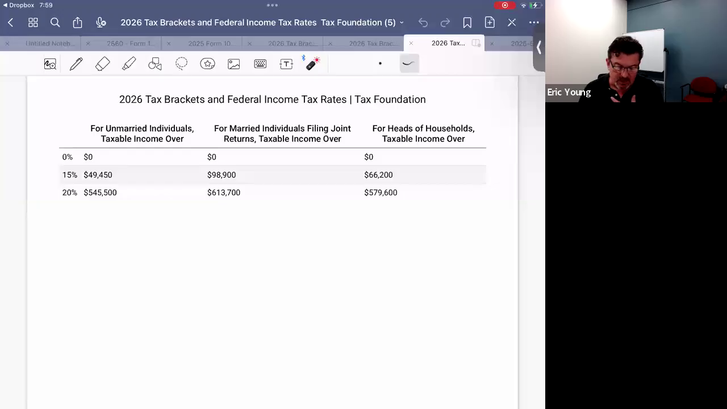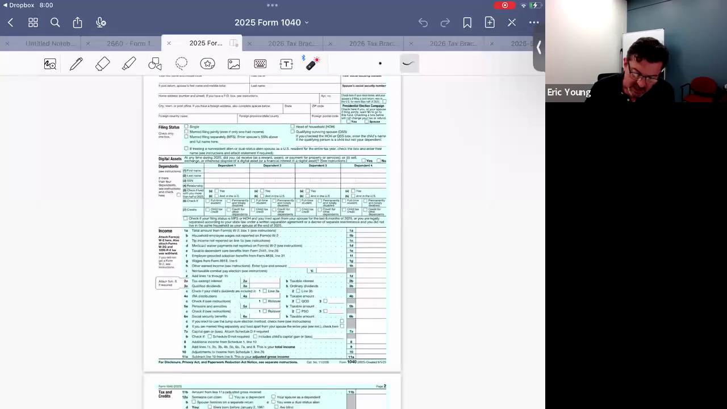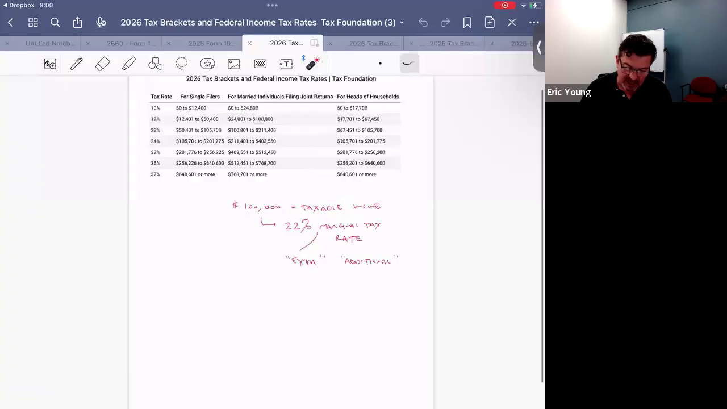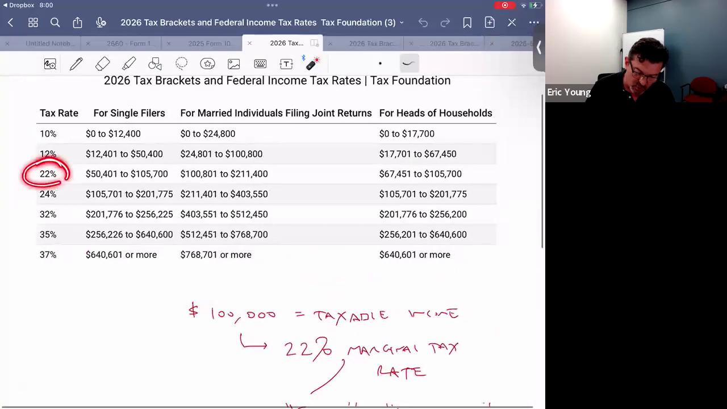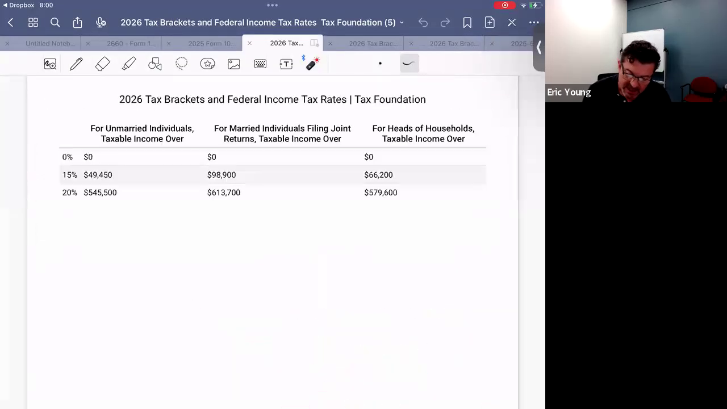Let's say that my taxable income is 100,000. That puts me in this range here between 49,450 and 545,000. 15%. So think about it. If I had a short-term capital gain, I'm paying 22%. If I can just wait to get through the 1-year threshold, I'm only paying 15%.